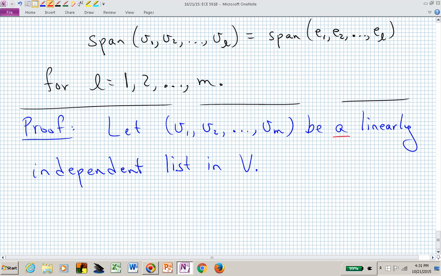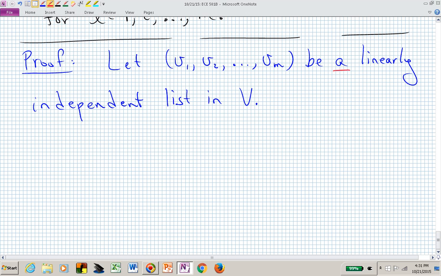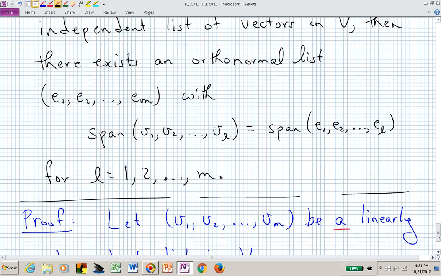We have a linearly independent list in the vector space V. That's the only assumption that we're making, and we can make that, where little m could be 1 if we wanted. We can say, I'm just going to pick the first one and then see if I can keep building this up and up. Now to show this, we're going to prove this by induction.